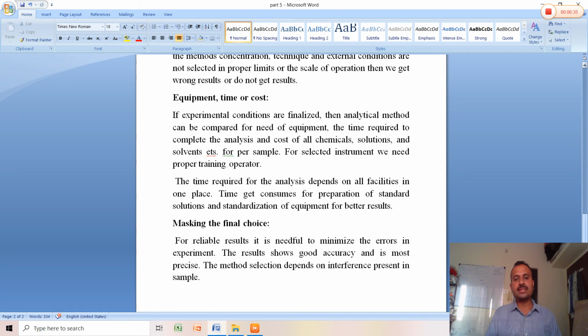Now, the last one is masking, the final choice. For reliable results, it is needful to minimize the errors in experiments. The result shows good accuracy and is most precise. The method selection depends on interference present in the sample. So masking is nothing but to finalize the choice and mask the proper analysis. So errors can be minimized in this way in the experiment. The result shows a good accuracy and is most precise. The method selection depends on the interference present in the sample, so the adoption of the method depends upon the interference present in the sample.